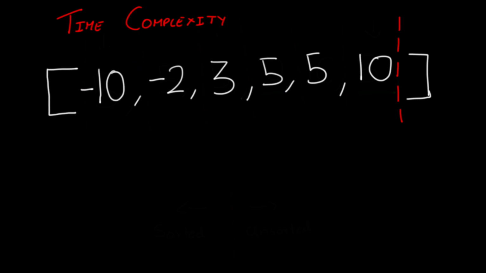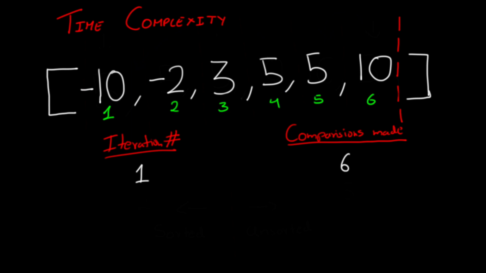Let's now take a look at the time complexity for the sorting algorithm. Let's do this by taking a look at the number of comparisons made during each iteration. In our first iteration, we made a total of 6 comparisons. And note that 6 is also the length of the number of elements in the unsorted part of the array.